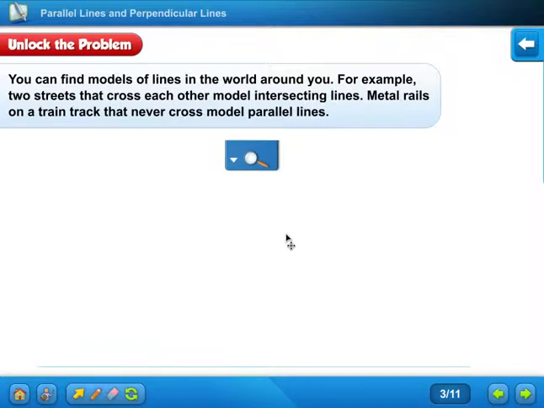So the first Unlocking the Problem says, can you find models of lines in the world around you? For example, two streets that cross each other model intersecting lines. Metal rails on a train track that never cross model parallel lines. So you might be thinking, what are all these lines? Maybe parallel, intersecting, maybe are some words you might have heard of but don't know that well. So let's get to it.